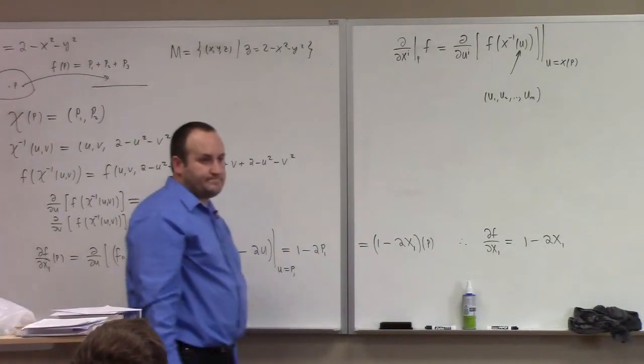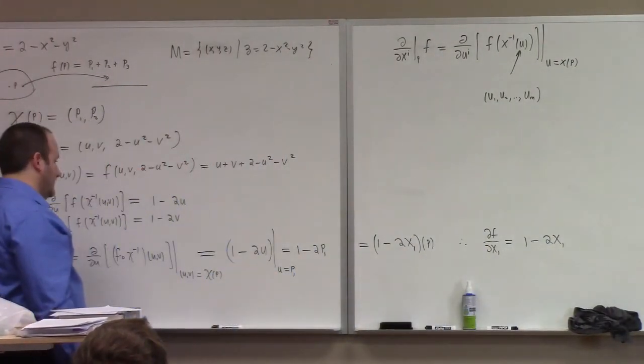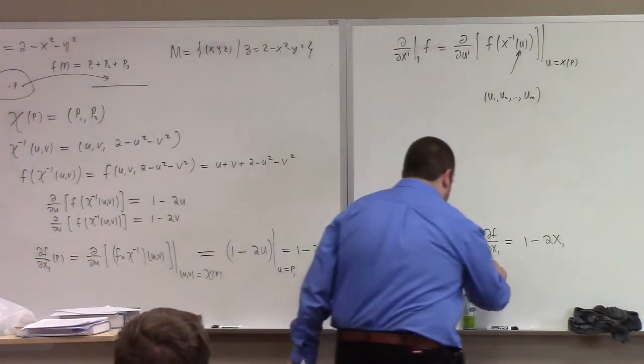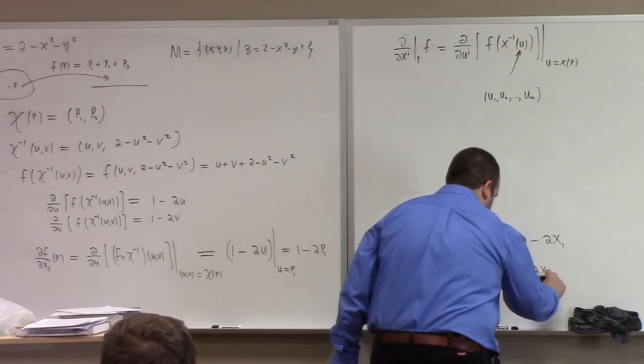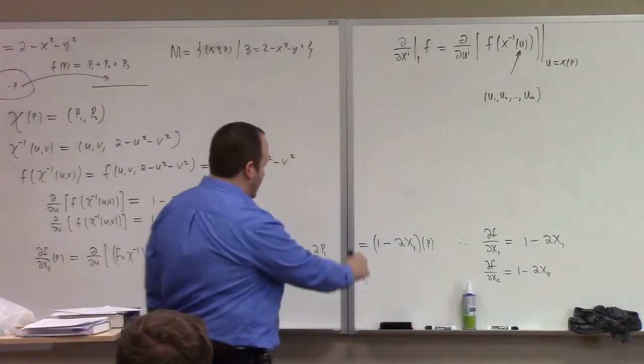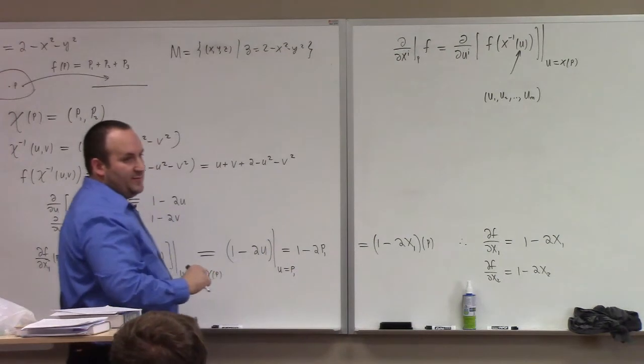So this is x1 of p. Think about the multiplication by the constant function 1, the x1 coordinate function. This is for arbitrary p, so therefore partial f partial x1 is 1 minus 2 times x1. Likewise, partial f partial x2 is 1 minus 2x2. This is the constant function 1 acting on p giving me back 1.